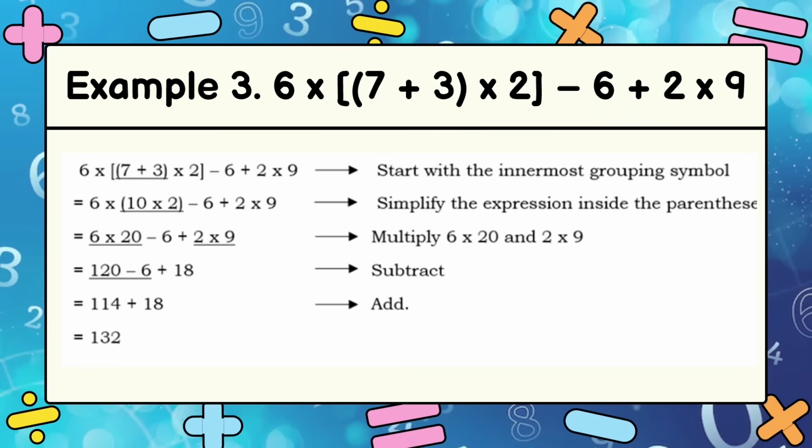So 6 times, okay, 10 times 2, that would be 20. So ang magiging equation natin is 6 times 20 minus 6 plus 2 times 9. Now let's proceed to multiplication. So we multiply 6 times 20 and 2 times 9. So that would give us the answer 120 minus 6 plus 18. And then proceed to subtraction. 120 minus 6 is 114. And lastly, we add it with 18, which gives us the result of 134.